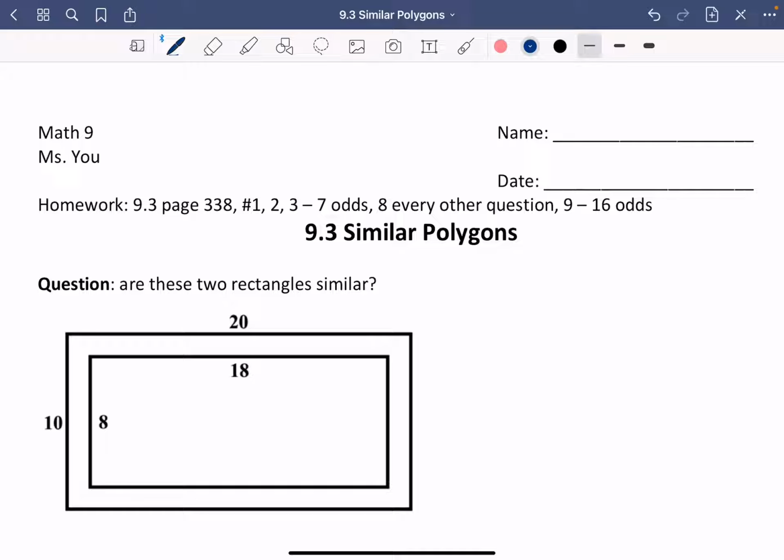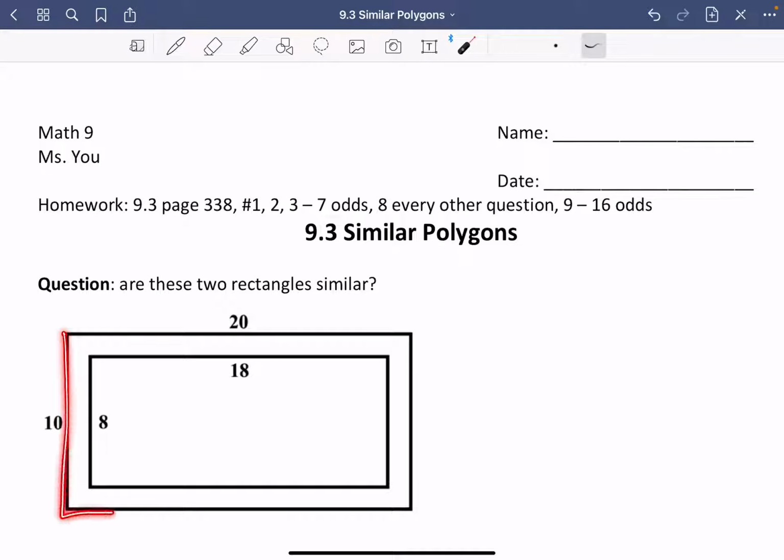Hello folks, today we're going to do section 9.3, Similar Polygons. As usual, the homework is up here. Now, my first question is, are these two rectangles similar to each other?